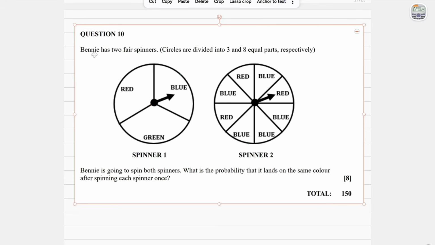Question 10 says, Benny has 2 fair spinners. Circles are divided into 3 and 8 parts respectively. Okay, so we have these 2 spinners. Benny is going to spin both spinners. What is the probability that it lands on the same color after spinning each spinner once? Okay, so it spins both at the same time. So we're looking at the probability that they land on the same color. So let me just go ahead and color them in their respective colors first.